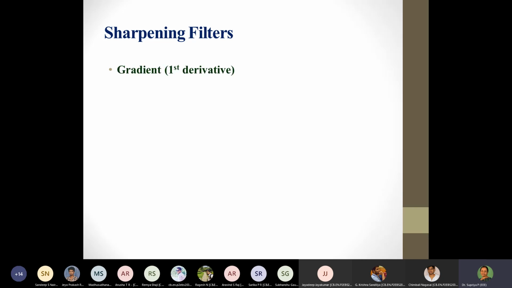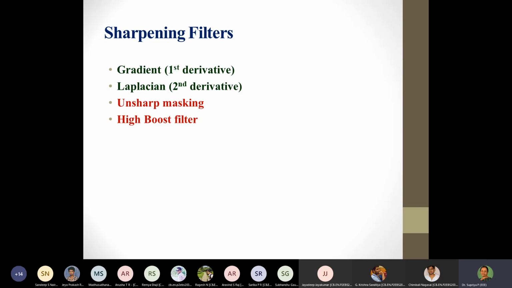This is one another application that sharpening filters, especially these type of masks, are used for. We had seen that four types of sharpening filters exist: gradient, which is the first derivative; Laplacian, which is the second derivative; unsharp masking; and high boost filter. Besides, there are other types like LOG, DOG, that is Laplacian of Gaussian, etc., which we may just be mentioning just to have an awareness towards the end. So what is this gradient of first derivative?